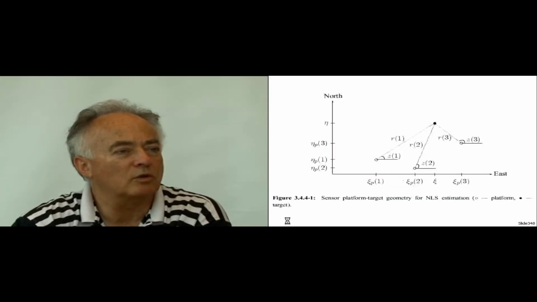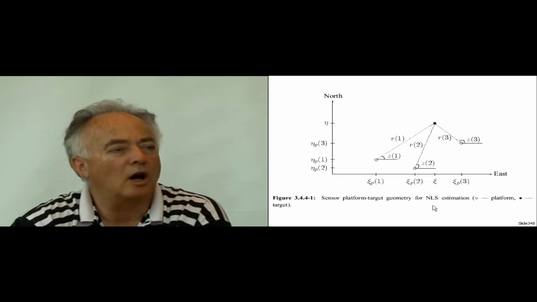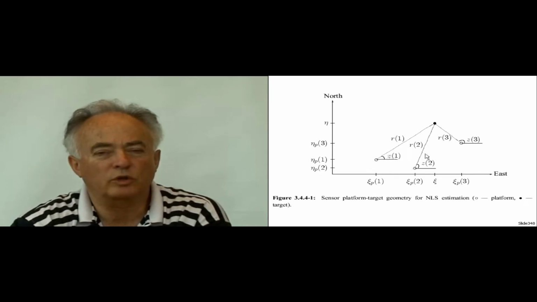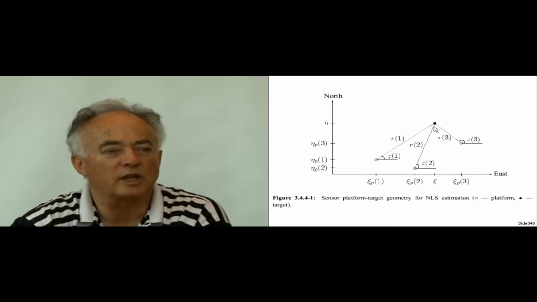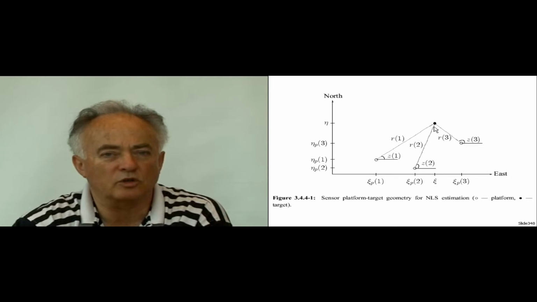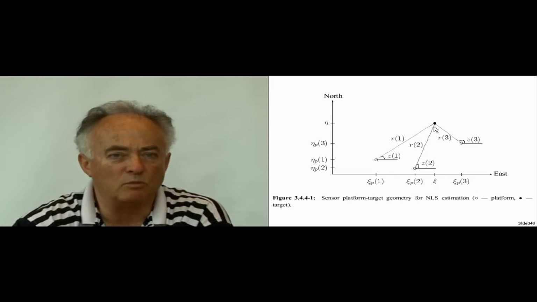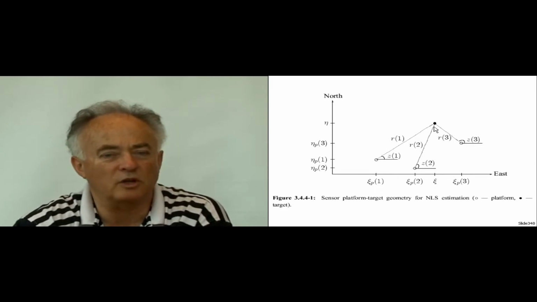Here is an illustration. Assume we have 3 locations of the platform. At each location, we measure an angle. If you had 2 locations, you have a triangulation problem. If you have 3 locations, it's called a multilateration. And hopefully it will be more accurate than the triangulation.